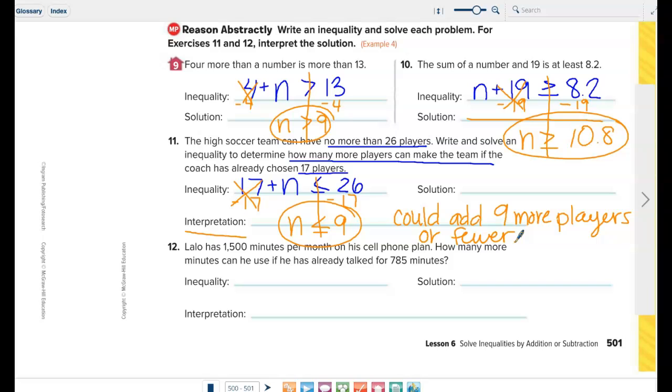Lalo has 1,500 minutes per month on his new cell phone plan. How many more minutes can he use if he's already talked for 785? Okay, so again, let's start with what he's already done. So he already has used 785. He has more that he can use. We don't know how many more he's going to use, though, so we're going to call that n. And it says that he can have up to 1,500. So he could use all 1,500, so he could equal that. But it can't be bigger than that. It has to be less than that. Otherwise, you get charged additional fees. So our sign is, again, going to be less than or equal to.